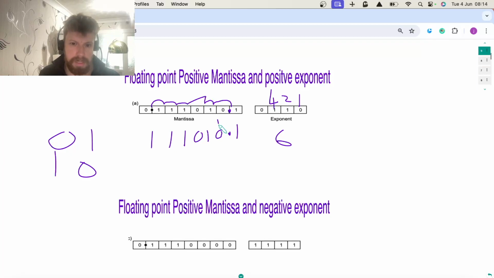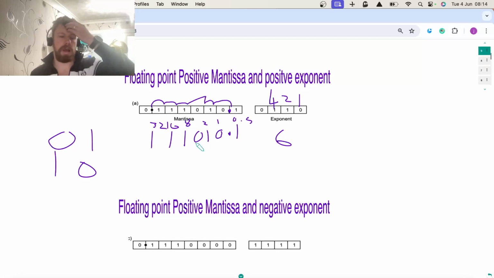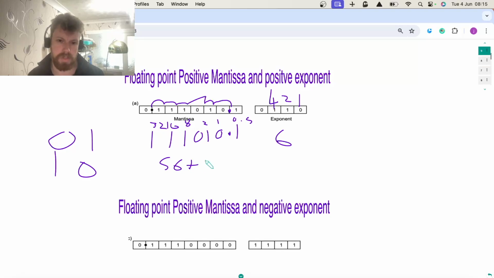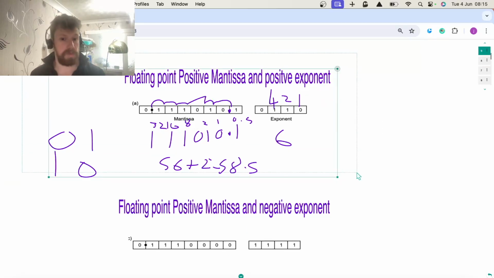So the decimal point is here, so that's going to be 1, 2, 4, 8, 16, 32, and that's going to be 0.5. So 32 plus 16 is 48. 48 plus the 8 is 56. And then plus the 2 is 58. And then we've got 0.5 there, so let's just add that on. That number there is going to be 58.5. I do apologize. So yeah, 58.5 there. Okay, so that's how you do floating point with a positive mantissa.